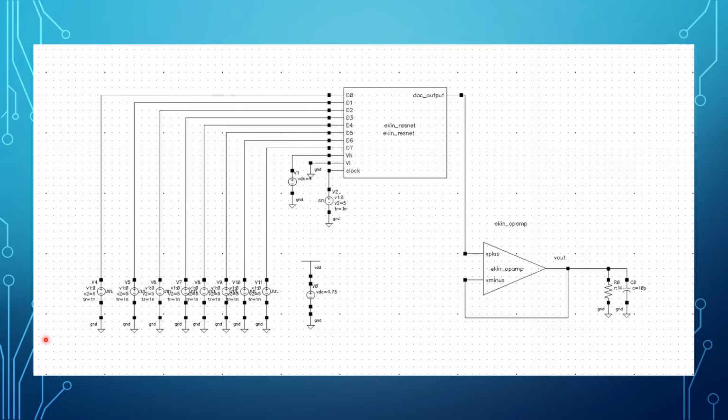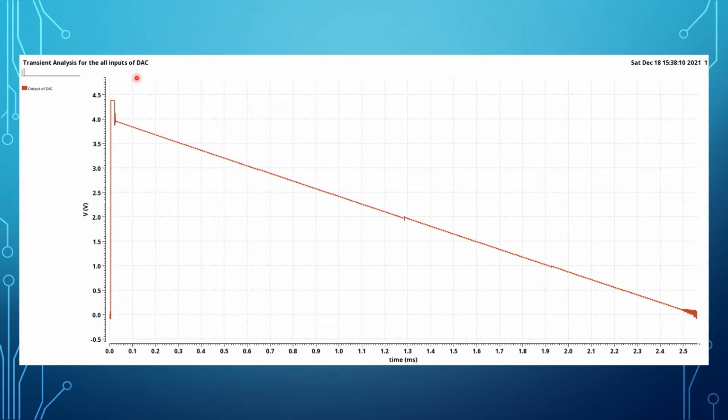And this is the test bench that I designed to show the transient response of my DAC. You can see the transient analysis for all the inputs of the DAC. We have a quite linear response from all ones to all zeros. But we have a problem here, which I solved in another iteration of my design.